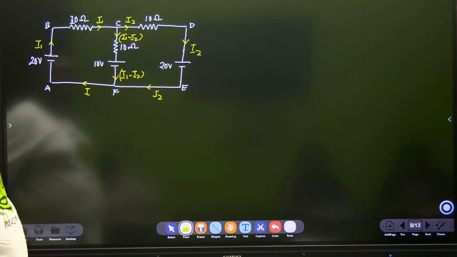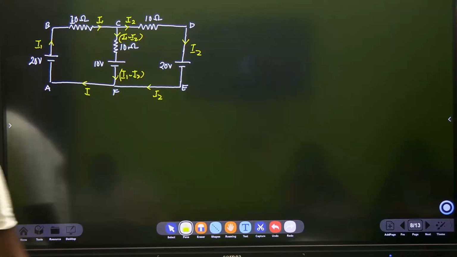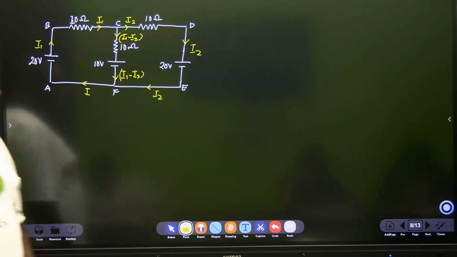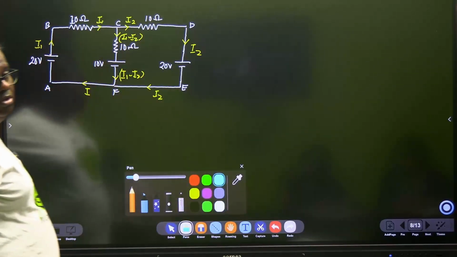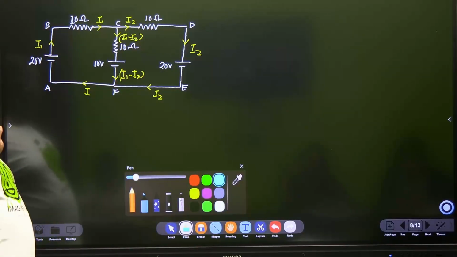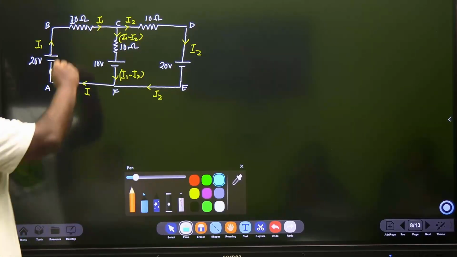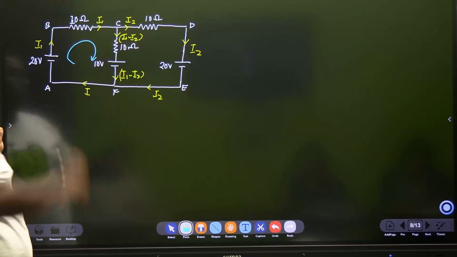Now tell me, which loop and what way you want to go? Your choice. Joy madam, you have never selected. You select now. Which loop? Left first? Okay, that loop selected. Traversing, clockwise or anti-clockwise? Clockwise. So she has selected this and traversing this, right?